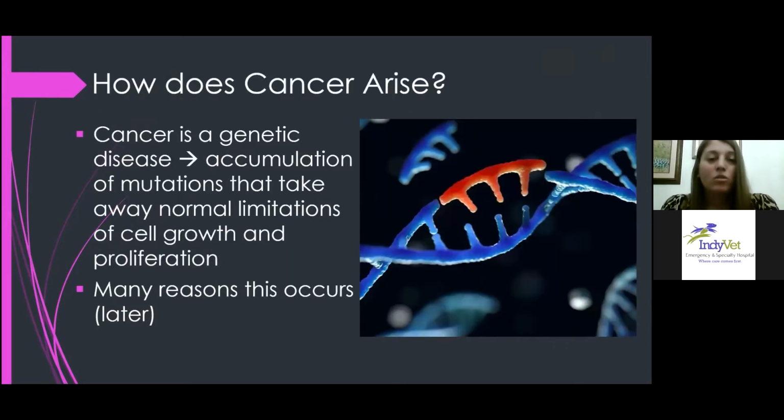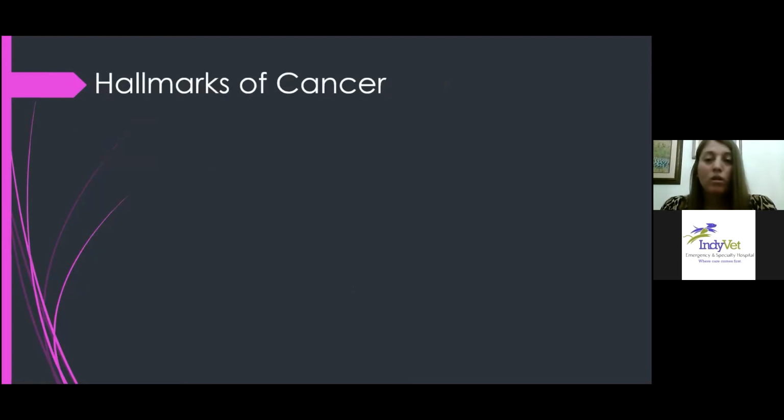So how does cancer arise? Many studies have been done in both veterinary and human medicine, and cancer has been defined as a genetic disease. It's an accumulation of mutations that take away the normal limitations of cell growth and proliferation. There are many reasons this occurs that I'll go through. But first, what are the hallmarks of cancer?